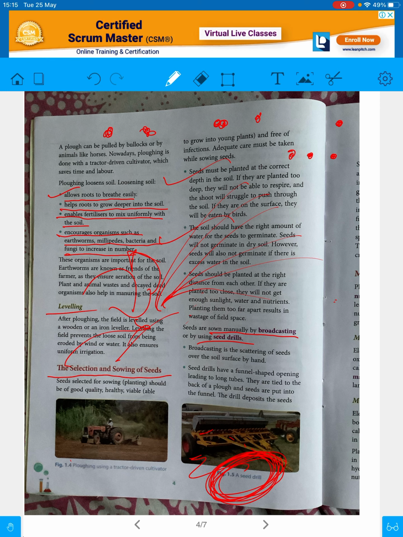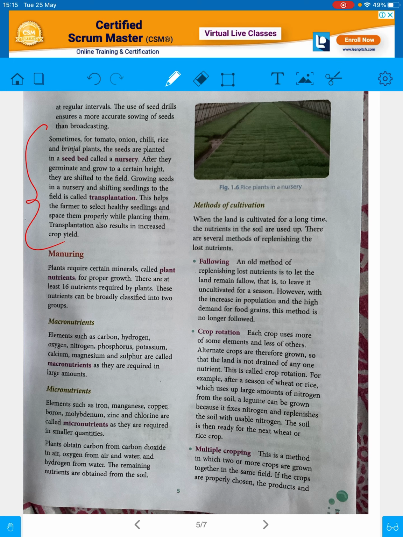Then we have learned about what? We have learned that some plants are grown somewhere else and then from there taken to the field. That is known as what? A seed bed or a nursery. And this process is known as what? Transplantation. Okay.